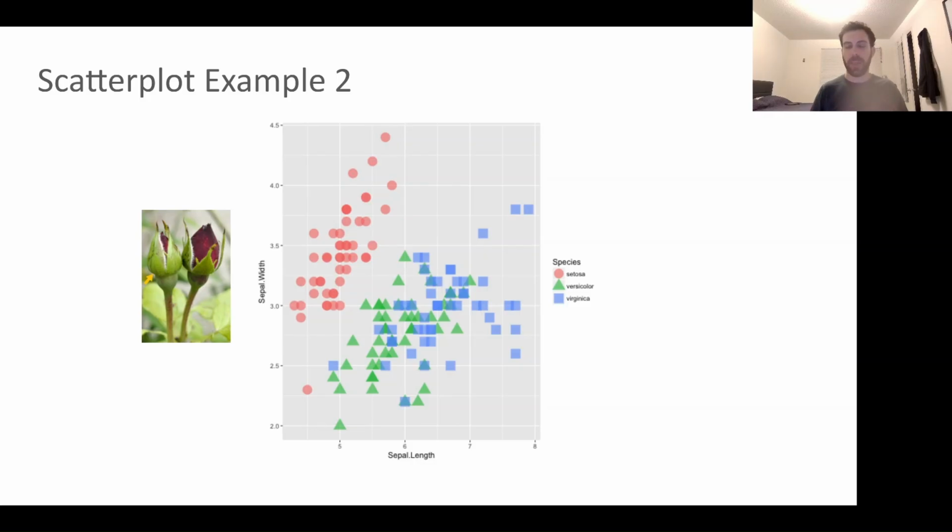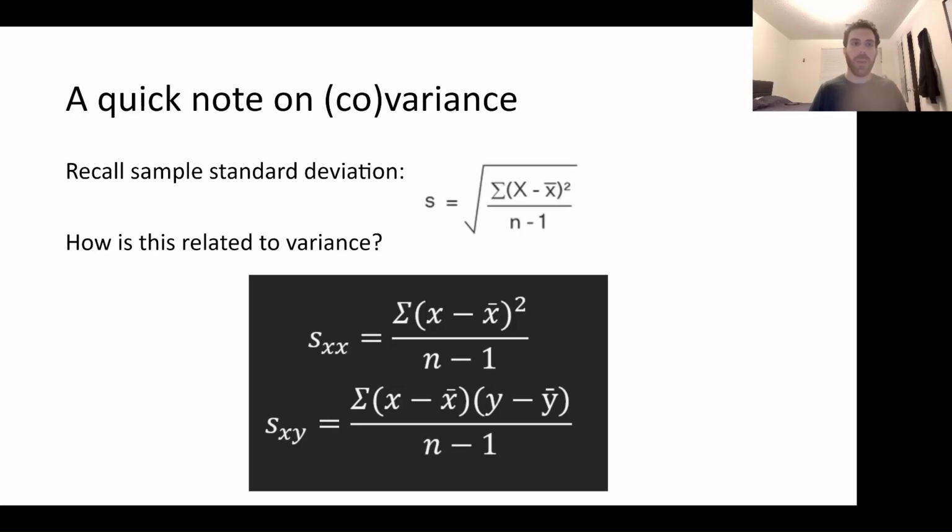Before we get into the mathematical definition of correlation, I want to review a little bit about variance, which you might remember is the square of standard deviation. So take a look at this slide. You've seen this formula before. I've copied it from past lectures. This is your sample standard deviation. Now remember, what's the relationship between standard deviation and variance?